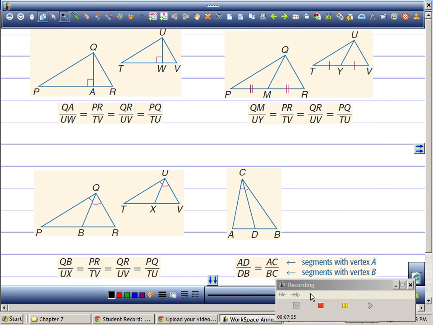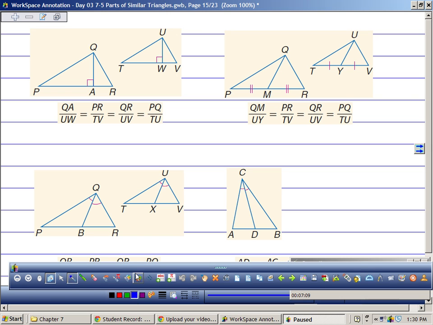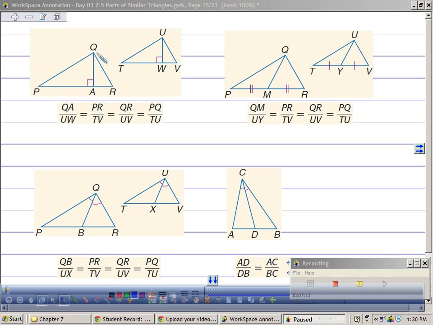Okay, write these triangles down. Okay, so let's talk about these. Who can remember what these two segments are called? Angle bisector. Their altitude. Good job. What about these two? That's an angle bisector. It's not. It's not the angle bisector. These are medians.